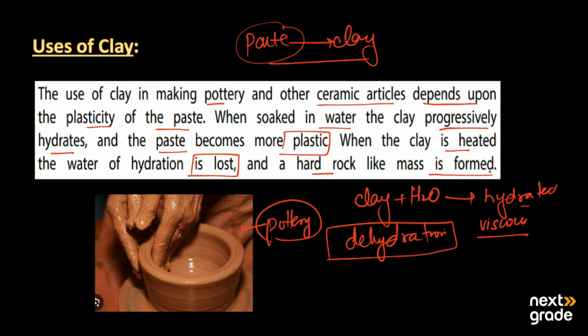and a hard rock-like mass is formed. When we gain that hard rock-like material, it is also used in the manufacturing of bricks. It is used in the manufacturing of tiles and many stonewares, as well as in the production of many ceramics. So this is the simple use of the clay, how we can use it for a better purpose or to make the different articles by its use.